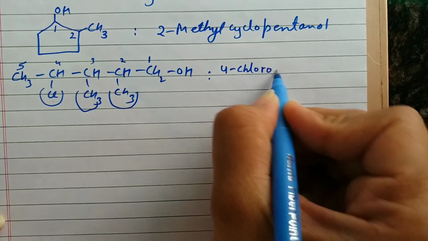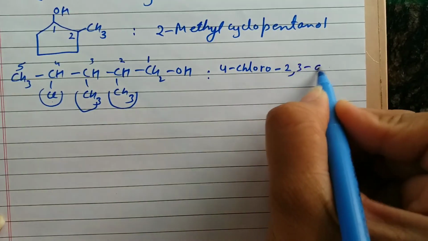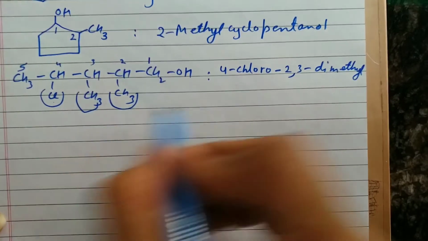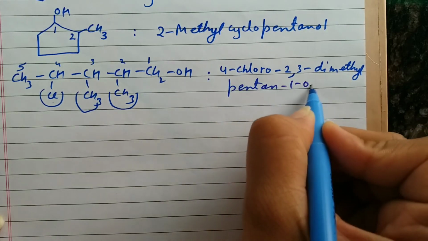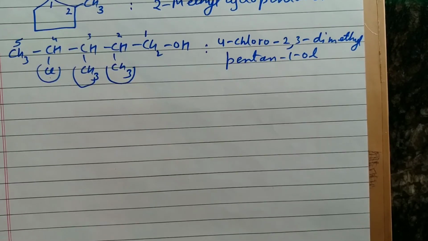So 4-chloro, and then 2nd and 3rd position. So 2, 3, and there are 2 methyls. So 2,3-dimethyl, and then with 5 carbon atoms it should be pentan-1-ol, or simply pentanol. So 4-chloro-2,3-dimethylpentan-1-ol, or pentanol.